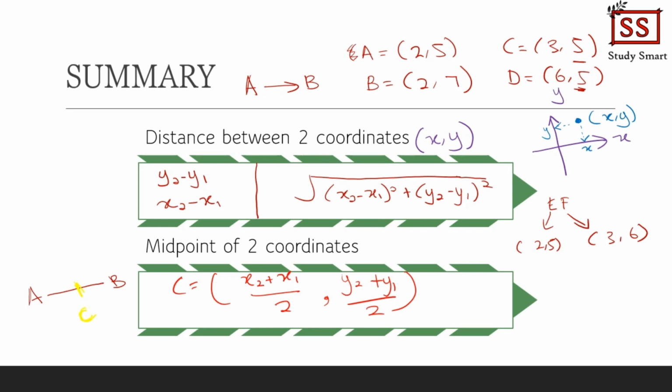x2 plus x1 divided by 2 is one value, and after you get the value, put a comma, and then y2 plus y1 divided by 2. Why do we need a comma over here? Because this shows that the final answer will be in coordinate form. So for your final answer, let's say x2 plus x1 divided by 2 is the value of 7, and then y2 plus y1 over 2 is the value of 5. So (7, 5) is your coordinate of point C. This is how you find the formulas for the distance and also the midpoint of two coordinates.